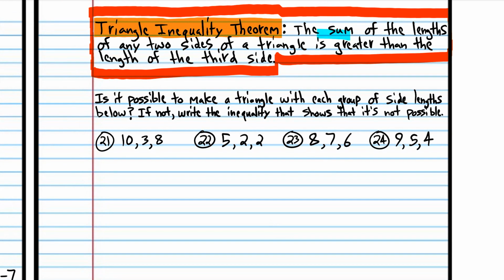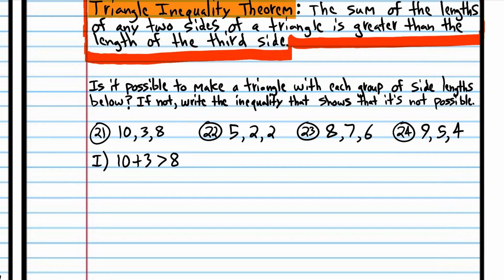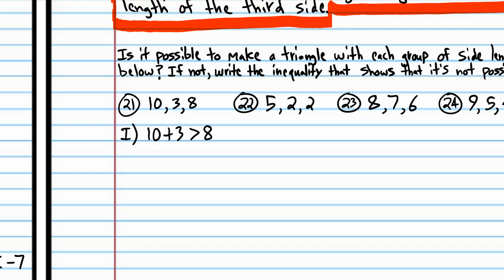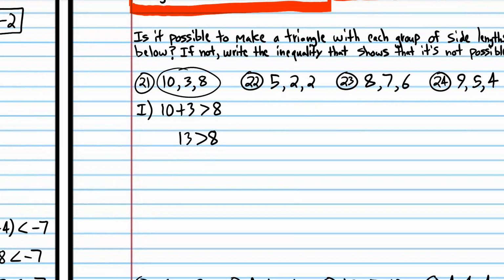So what this theorem tells us is that if you add two sides of the triangle, we have to do three inequalities. This is the first inequality. So if you add two sides of the triangle, the sum of those two sides has to be greater than the third side. If that's not correct, then the inequality is that you can't make a triangle with those three sides. So does this work? Well, 10 plus 3 is 13, and it works. So it looks like we can make a triangle with these sides, but we have to do that 3 times.